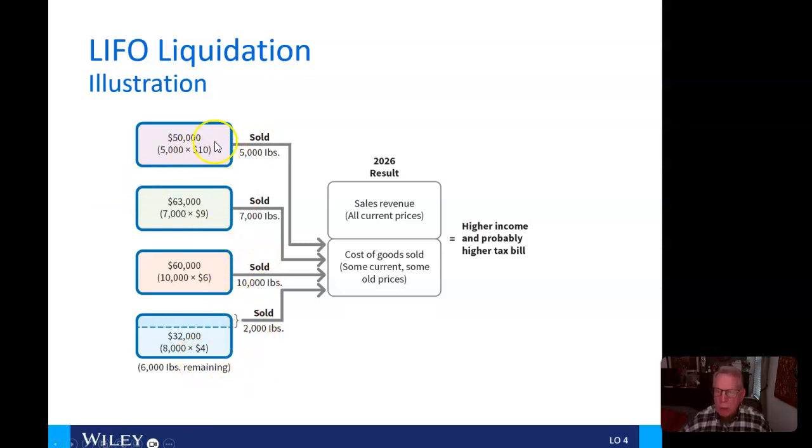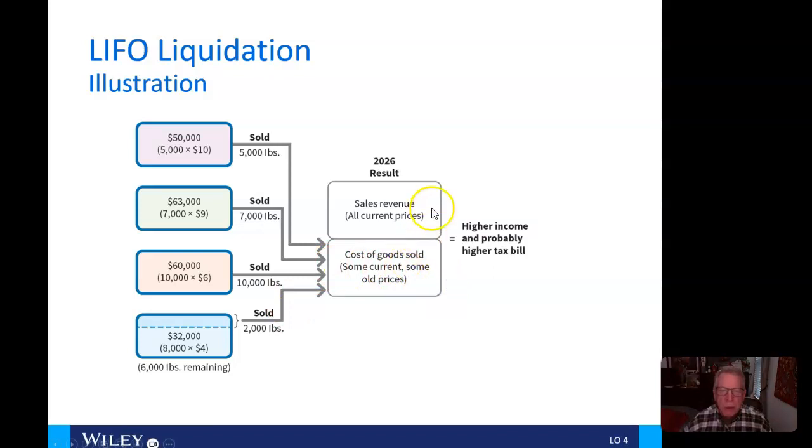When we sell, we're going to sell here, here, here, and here, and keep 6,000 pounds remaining in inventory. And that means that we sold 2,000 out of that 8,000. And that's all going to go into our cost of goods sold here.